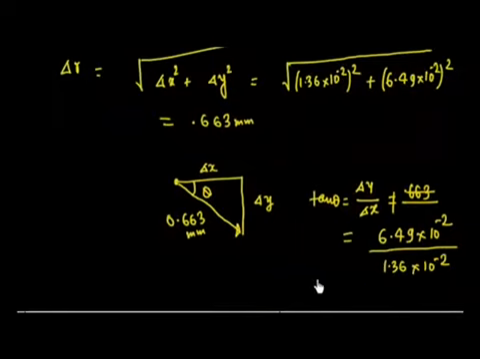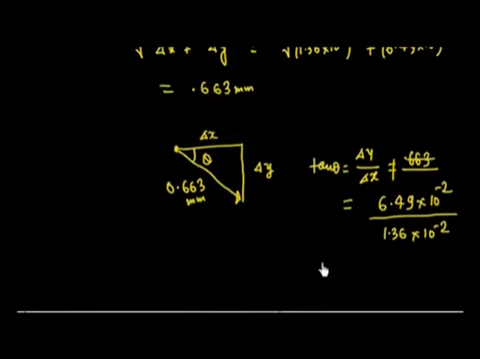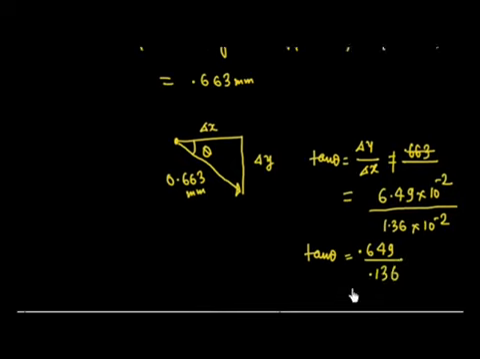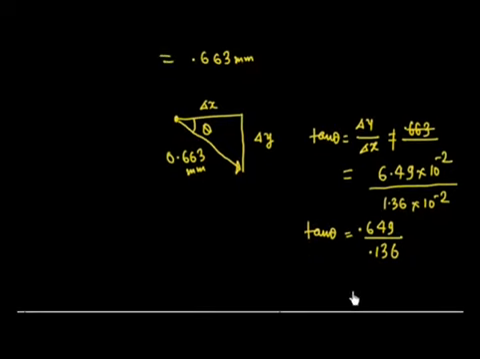Now if you solve these two values, tan theta comes out to be 0.649 divided by 0.136. And if you solve for theta, this comes out to be around 78.2 degrees. So theta is 78.2 degrees. Are you getting it or not? So this is theta. The initial theta is something different, and now it has changed.